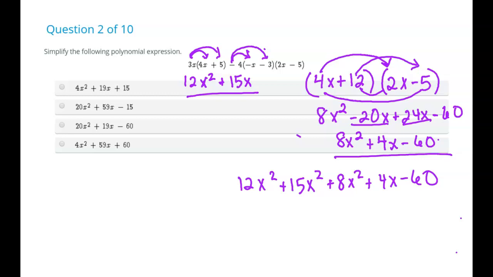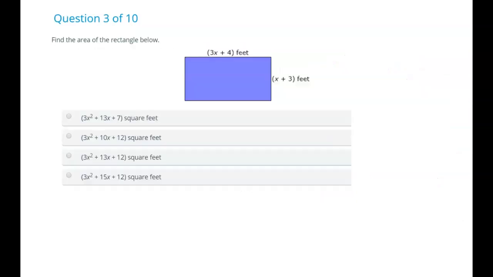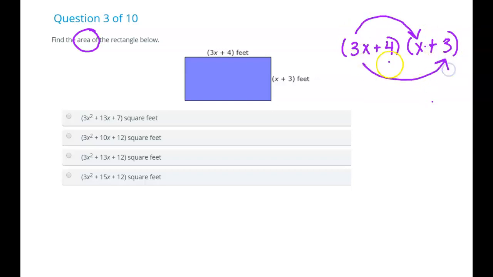Now looking at number 3, we're finding the area. Remember, the area is going to be the length times the width. They give you the length times the width. So all you're going to have to do to solve this one is take this binomial times this binomial. So this is x plus 3, and we're going to FOIL it: first, outer, inner, and last. And then you should get an answer here. That's how you would solve that. Just multiply the two together.